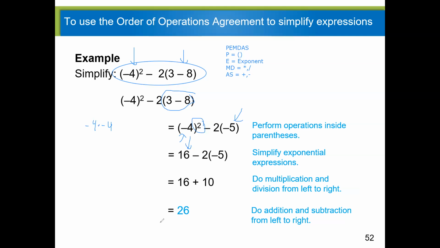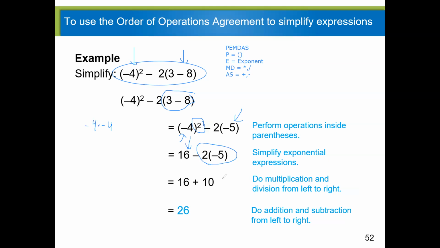Have I used up all my exponents? Yes, I have. Cool. Now what's next? MD, multiplication division. Do I have any multiplication or division? And noteworthy here, I put MD together because it actually doesn't matter which one you do first. So I do have multiplication. I have here -2 times 5.